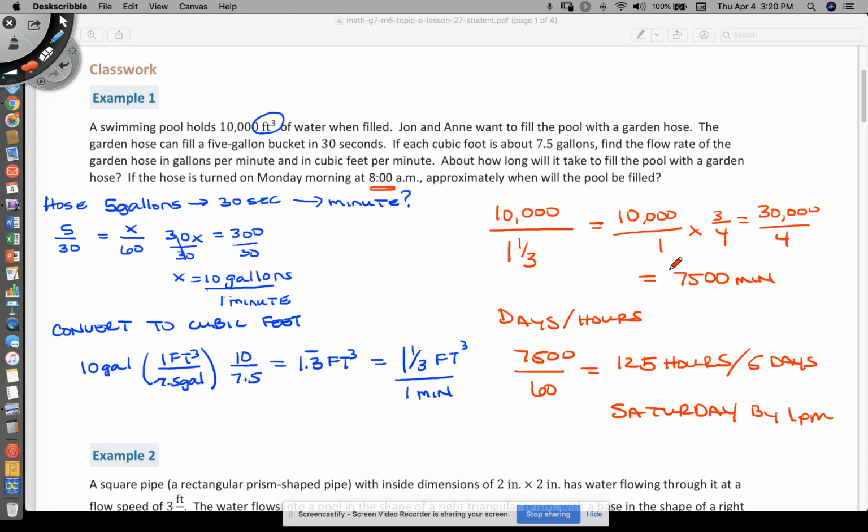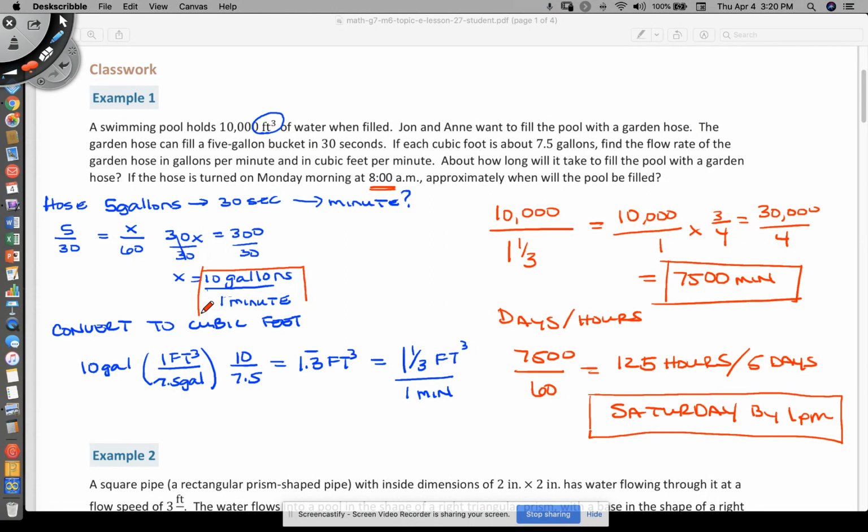So we have some things we need to box here. We're going to box this answer here. We're going to box, obviously, Saturday by 1 p.m. And we're going to box our conversion here of 10 gallons per minute, and then this one here. So this one has several answers I'll be looking for to give you full credit. All right, let's look at example 2.